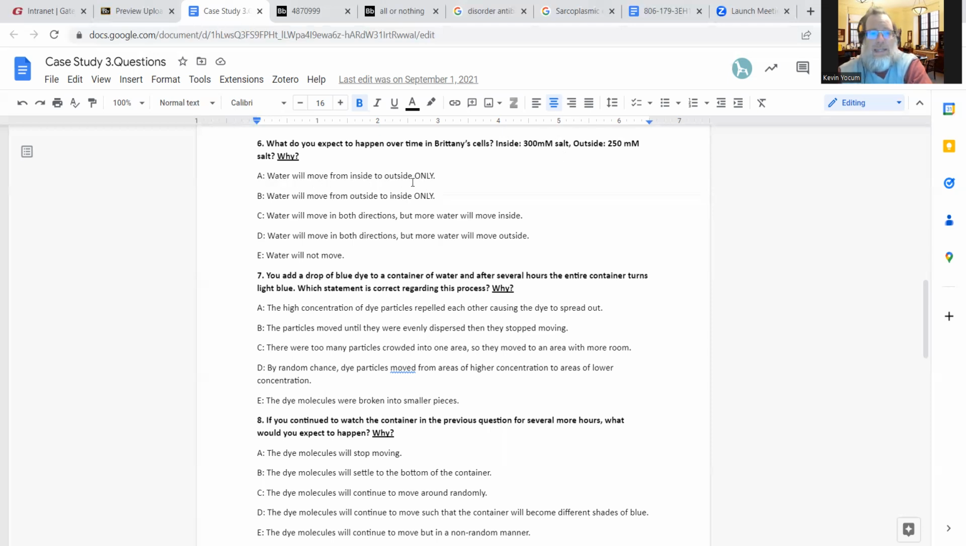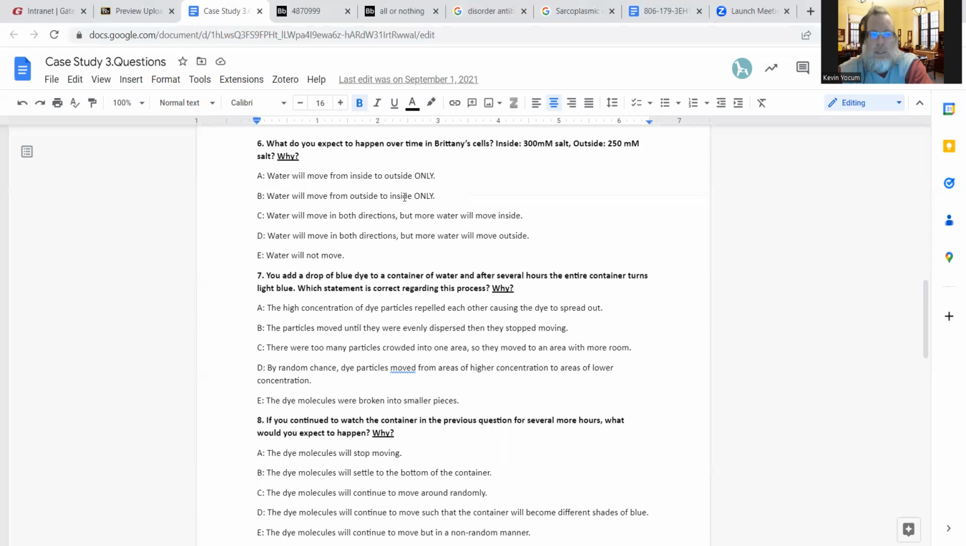Water will move from inside to outside only. So is water going to move from inside to outside only? No, certainly we're not going to be diluting the outside. However, does water move from inside to outside a little bit? Yes, indeed, all the time. So we can eliminate that.